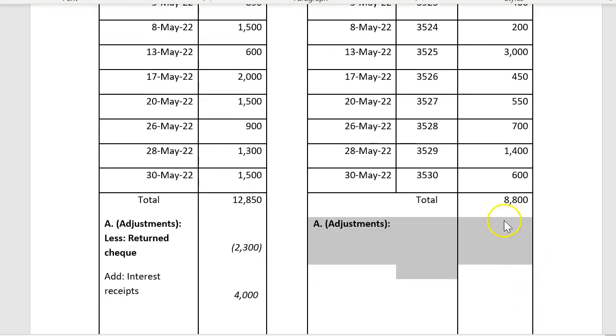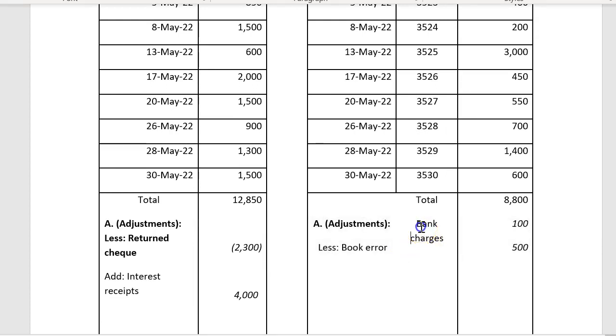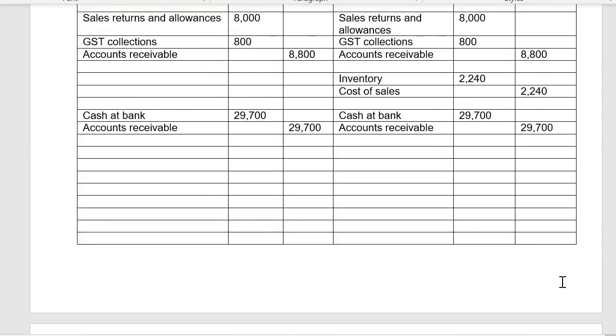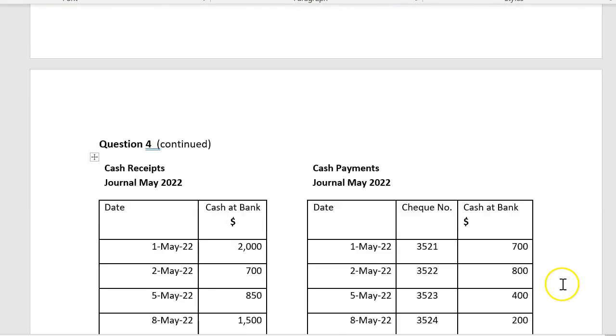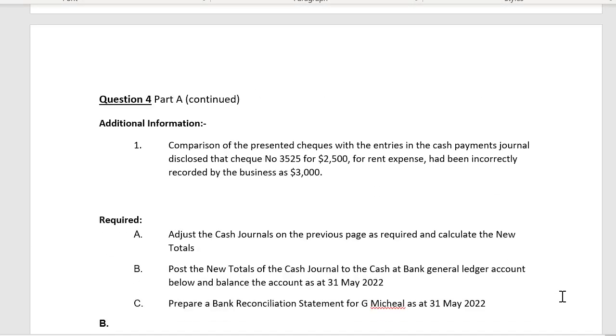What we have here, we add bank fees or bank charges, interest fees, interest charges. We also add direct debit payments because direct debit payments are recorded by the bank first. Now guys, what's this bank error? Okay, let's go back to our additional information.